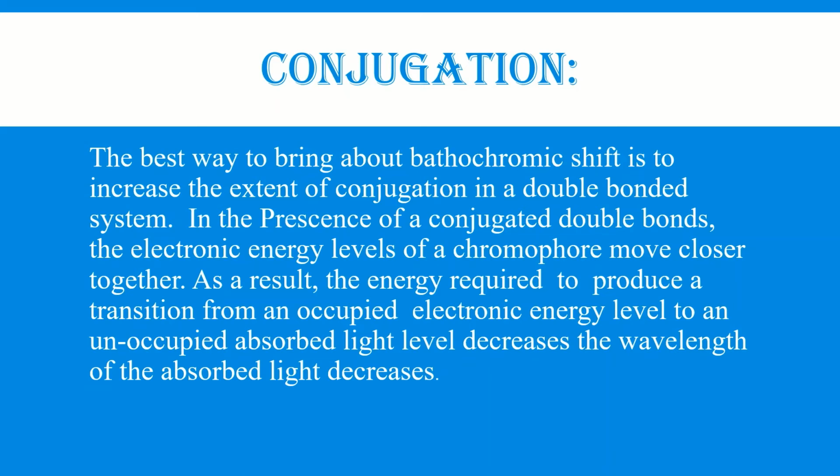The next one is conjugation. The best way to bring about a bathochromic shift is to increase the extent of conjugation in the double bond system. In the presence of conjugated double bonds, the electronic energy levels of a chromophore move closer together. As a result, the energy required to produce a transition from an occupied electronic energy level to an unoccupied level decreases. The wavelength of the absorbed light increases.